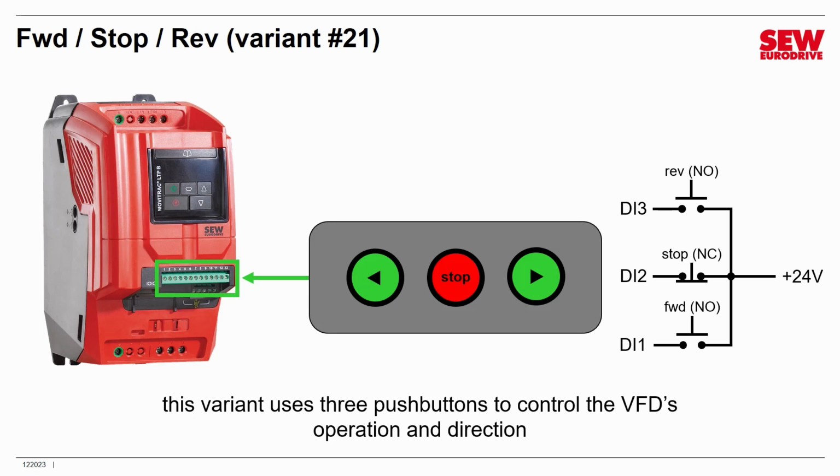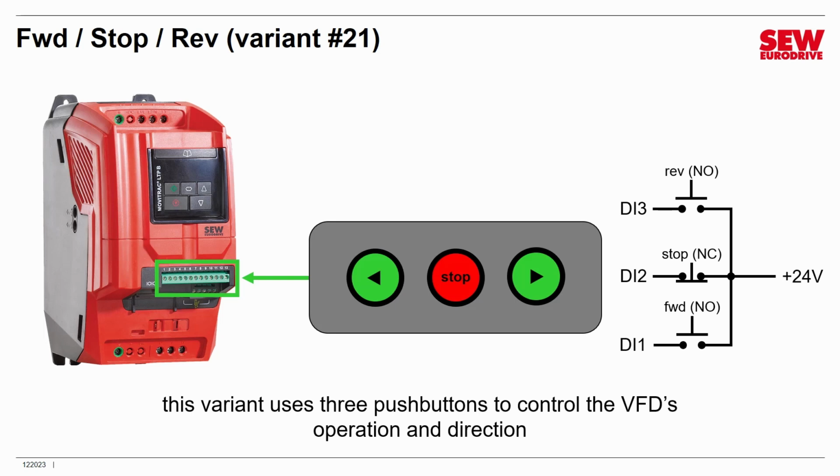Now, you may wonder, why do they use normally open switches for the direction control and normally closed for the stop button? The answer is this creates what's called a fail-safe arrangement. What that means is if something goes wrong, for example, the 24-volt supply fails or a wire gets cut, the VFD will not enter into a dangerous operation mode. It will enter into something that is safer. In other words, it will fail safely.